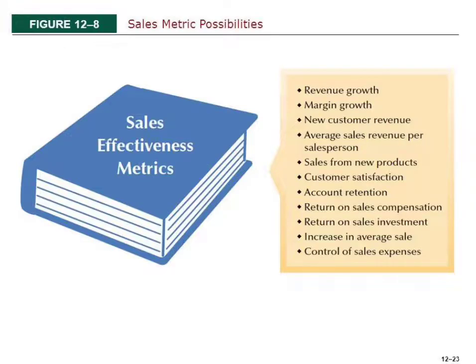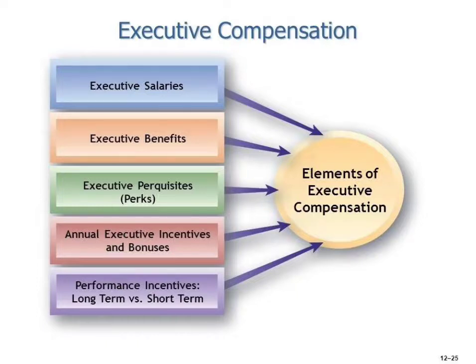Sales effectiveness matrix. We have revenue growth, margin growth, new customer revenue, average sales revenue per salesperson, sales from new products, customer satisfaction, account retention, return on sales compensation, return on sales investment, increase in average sale, and control of sales expenses. We have executive compensation.